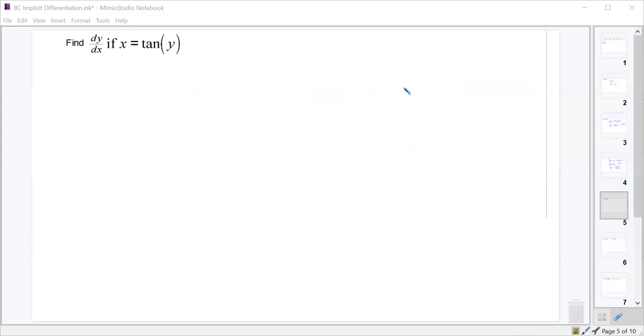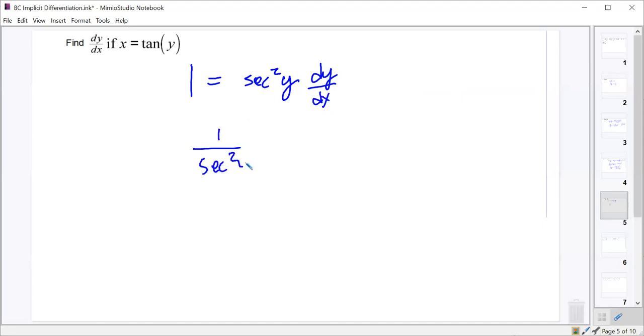On the left-hand side, what should we get here if we take the derivative of x? We should get just 1. And the derivative of tangent y should be secant squared y times dy dx. So we end up with 1 over secant squared y equals dy dx.